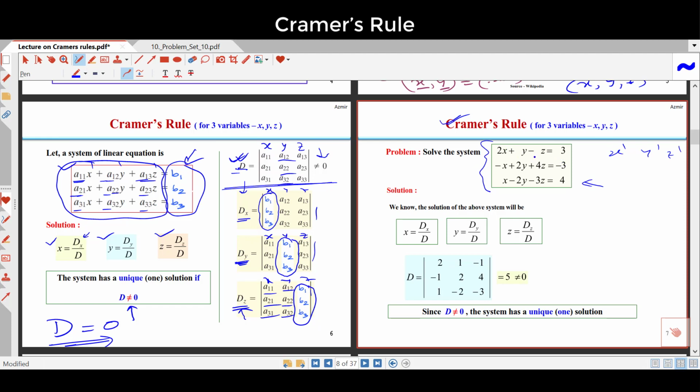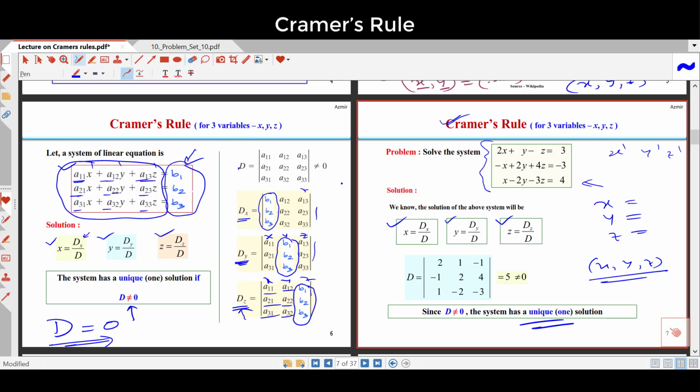Now we have to solve this by Cramer's rule. First of all, we have to check whether Cramer's rule is applicable or not. You have to find the x value, y value, z value. Together x, y, z will form a unique solution. For x, the formula is D sub x divided by D. For y, D sub y divided by D. For z, D sub z divided by D. So let's first find D.